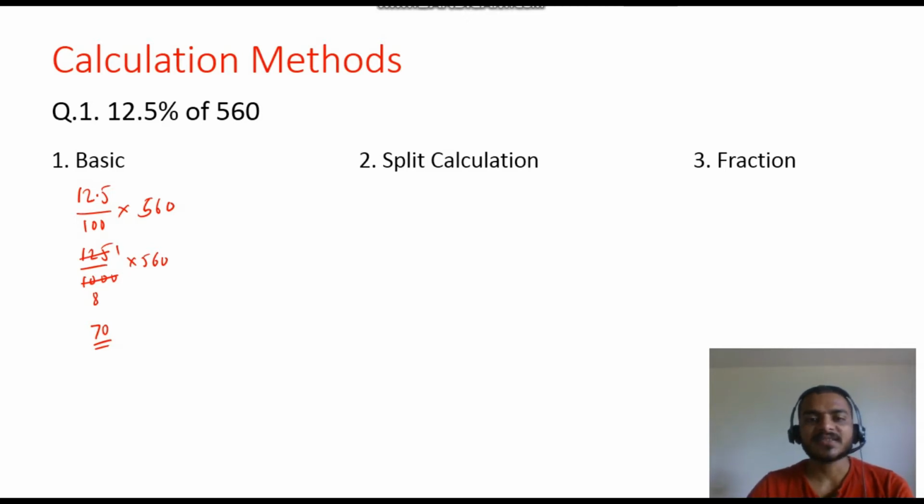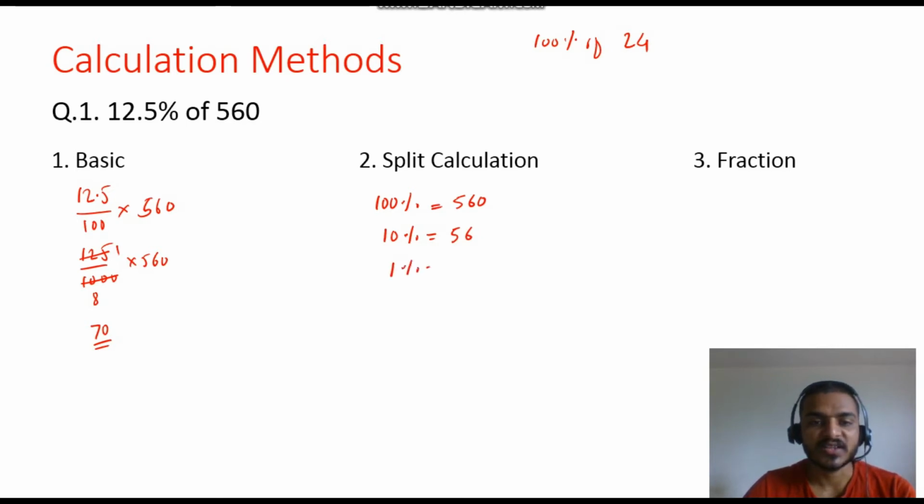Now the second method is split calculation. Here we need to understand what is the 100% of the given number. So what is 100% of 560? 100% of that number is equal to 560 itself, right? 100% of any number is that number itself. Let us say, what is 100% of 24? It is 24 itself. Similarly here, 100% of 560 is 560. Then 10% of that number is 56, a decimal left to it. And then I want 1% as well. So 1% of that number will be one more decimal backwards, which will be 5.6.